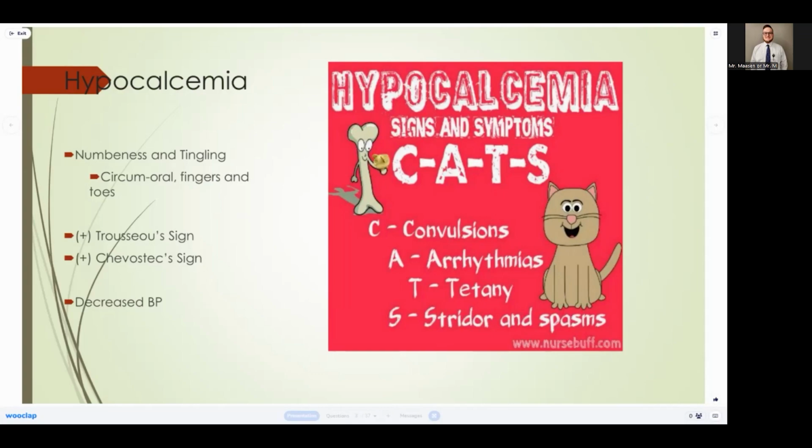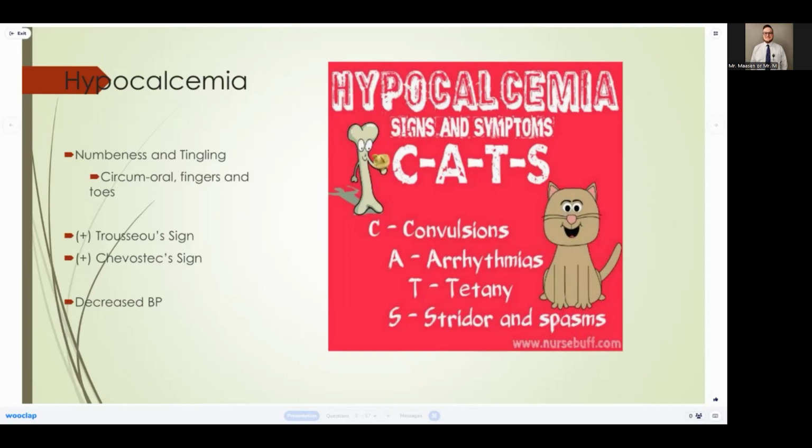Numbness and tingling and contractions in distal parts, fingers and toes. Tetany, if you don't know what tetany is, is basically a form where the wrist, tendons and muscles in the wrist lock up and kind of spasm the whole hand and wrist. That would be tetany.